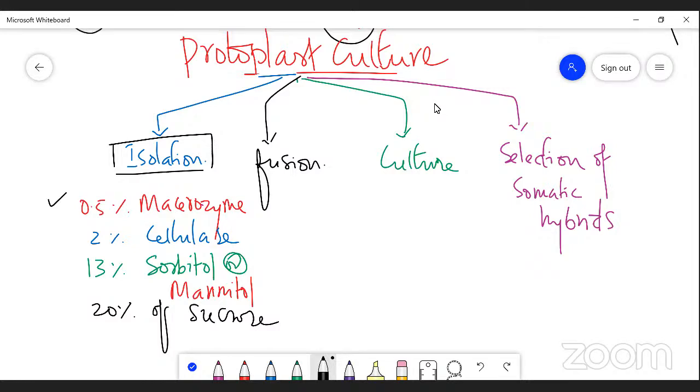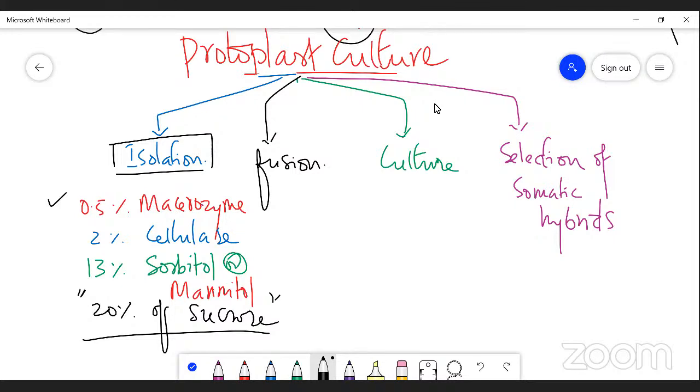So finally, the isolated protoplasts are transferred into another petri plate containing 20% of sucrose. Why is it transferred into 20% of sucrose? Because in order to retain the viability of the protoplast. So these are the chemical components involved in the first step of protoplast culture, that is isolation.